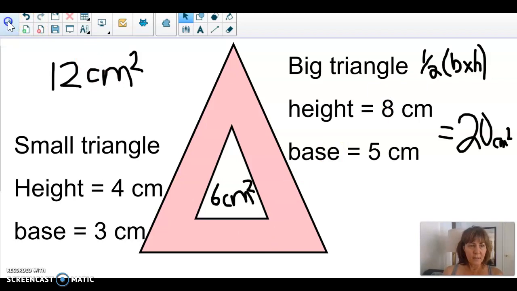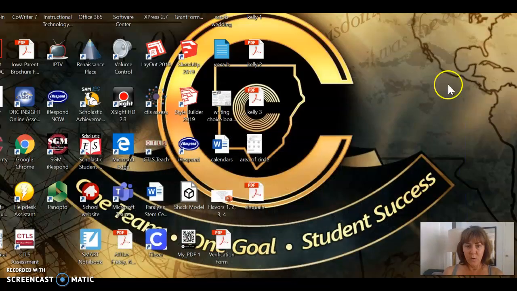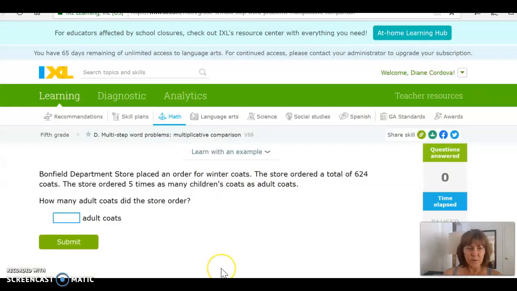Okay, now let's look at one of the IXL problems from yesterday. So one of the IXL problems from your quiz on Thursday was something like this. This isn't the exact same wording, but it's something like this. Let's look at this problem. Bonfield Department Store placed an order for winter coats. The store ordered a total of 624 coats. The store ordered 5 times as many children's coats as adult coats. How many adult coats did the store order?